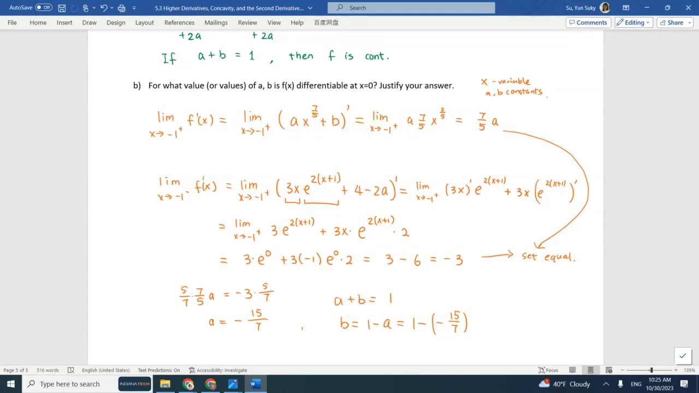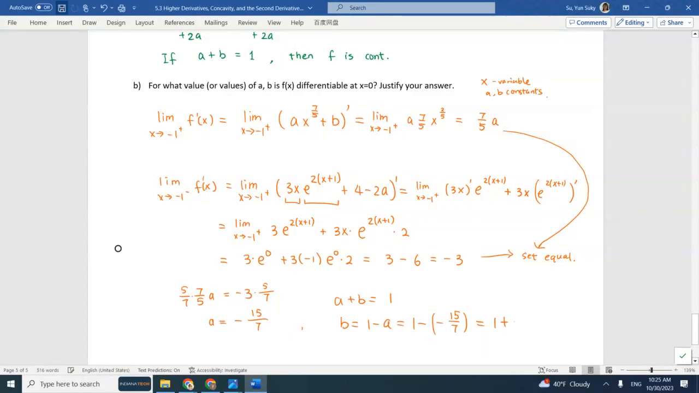Okay, so to be differentiable, it must be continuous first. And you can go further to talk about what conditions are required to make it differentiable. Is that okay, everybody? So that's why we must satisfy the part A condition. So you can use it to find B.